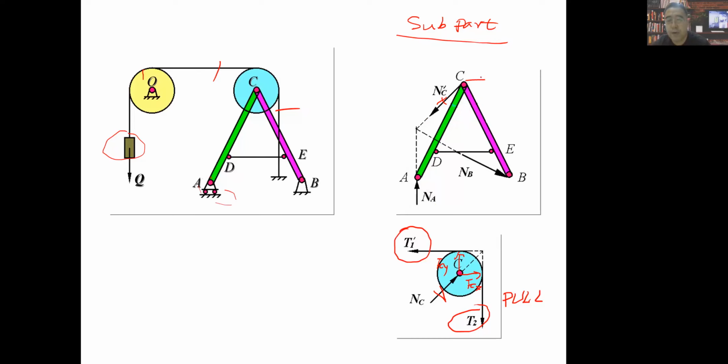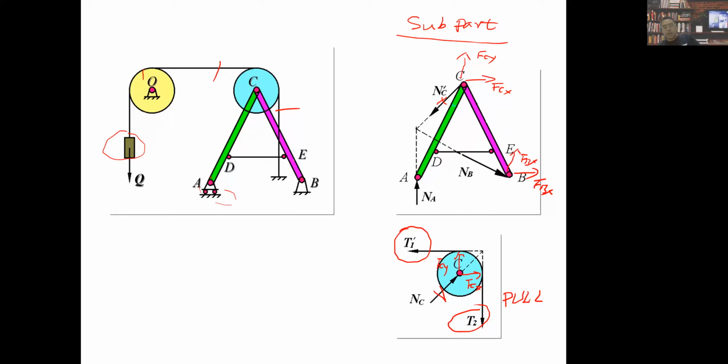And we can draw FCX here and FCY here. And here we can draw FBX and FBY. No? That's how we do the force analysis. We can select just one body to be studied. We also can select these three bodies as the subpart to be studied.